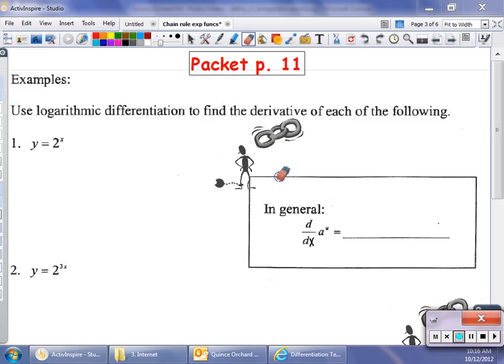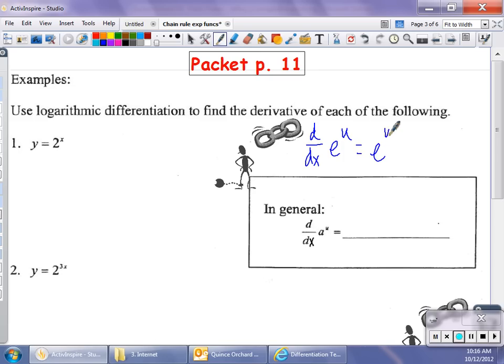Let's take a look at finding the derivative of exponential functions that have bases other than e. But let's start with reviewing what we already know about finding the derivative of e to a power. So for finding the derivative in terms of x of e to the u, that gives us e to the u, so here's our chain rule coming in, multiplied by the derivative of the power, or we could write that as du. So the derivative of e to the u is e to the u du.